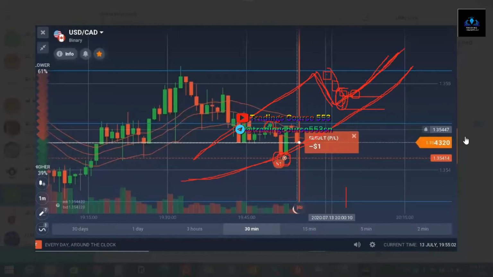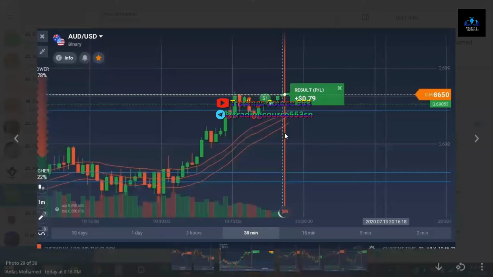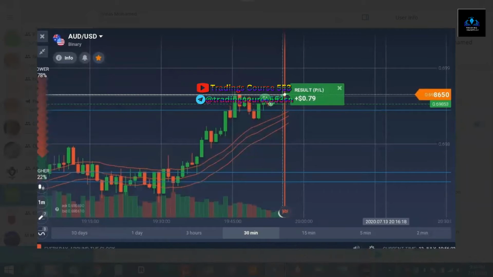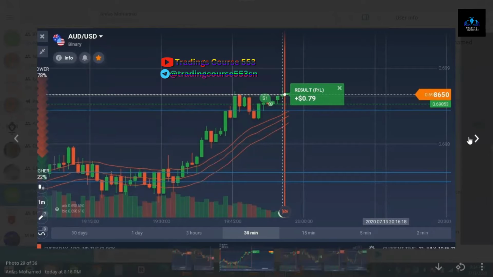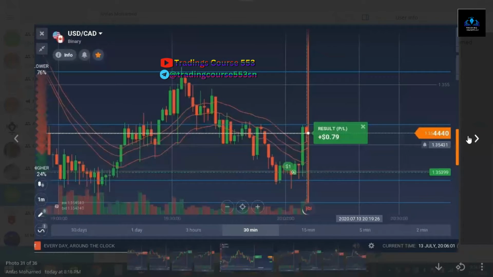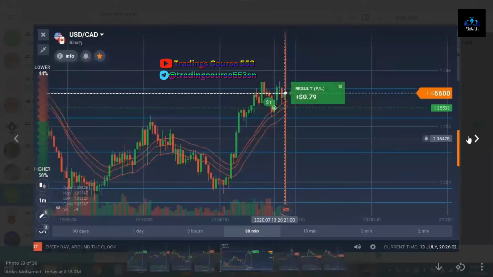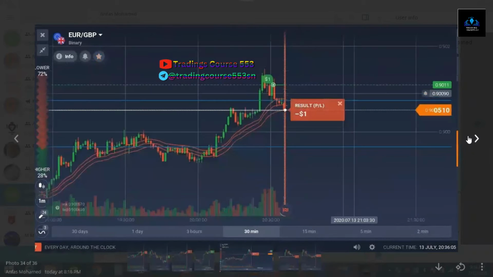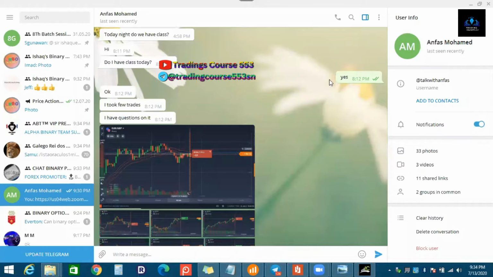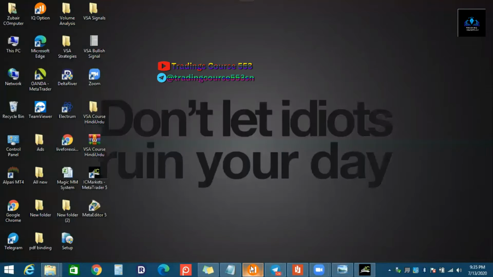So all the signals, there is a little bit of understanding about the signals, so I'm going to show you how you will take the signal. These signals are very different from the setups. They are not matching my setups which I teach you. So I'm going to show you how you will take the signal.